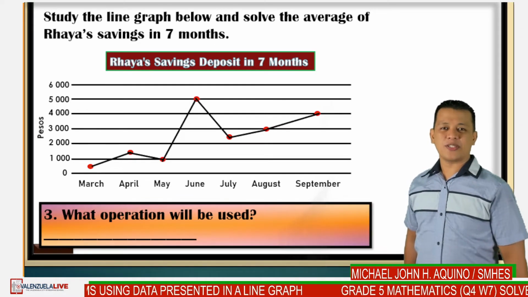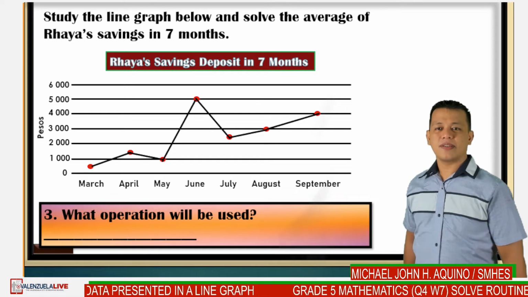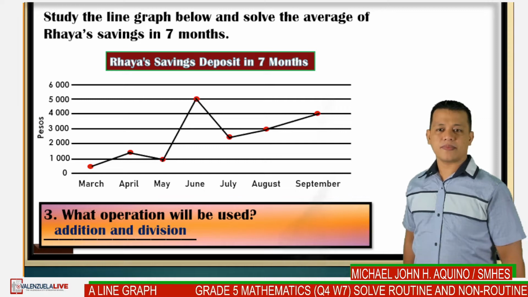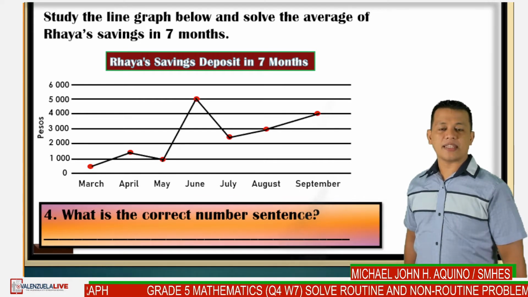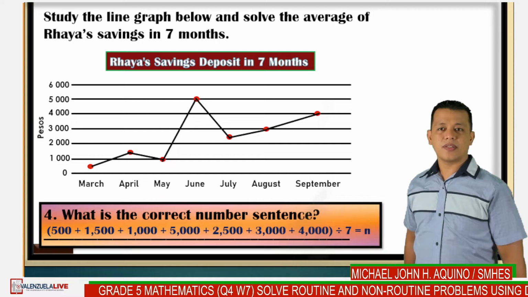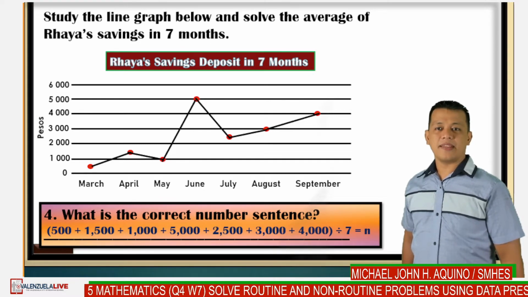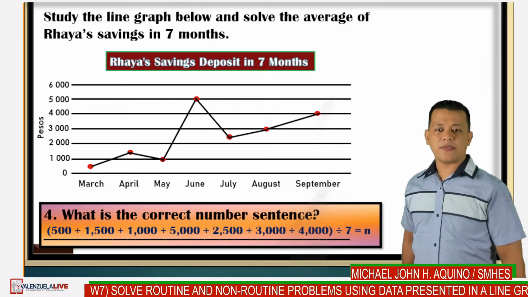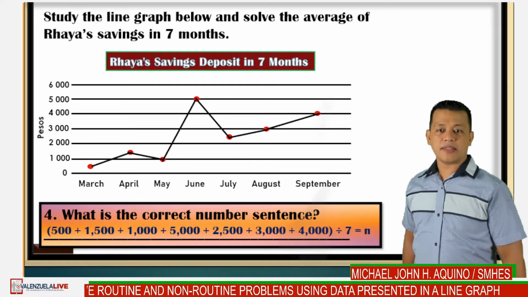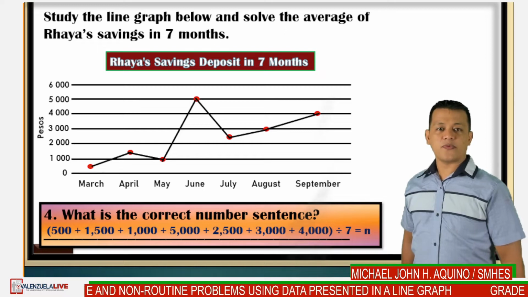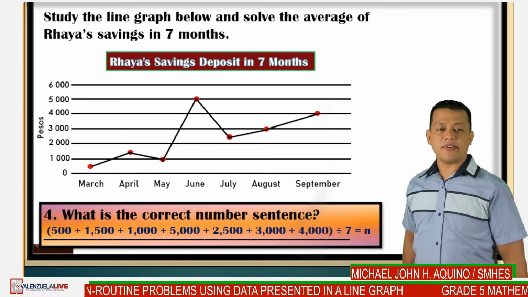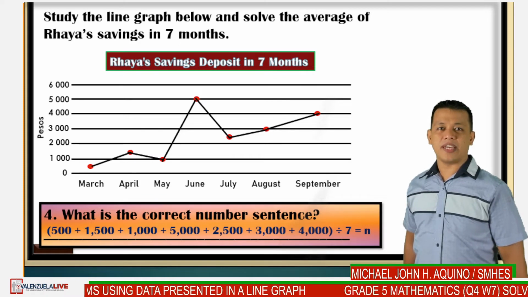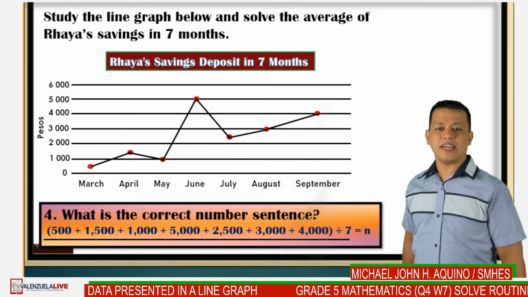What operations to be used? We use addition and division. What is the correct number sentence? Quantity 500 plus 1,500 plus 1,000 plus 5,000 plus 2,000 plus 3,000 plus 4,000 divided by 7 is equal to n, where n represents the average of Raya's savings in 7 months.